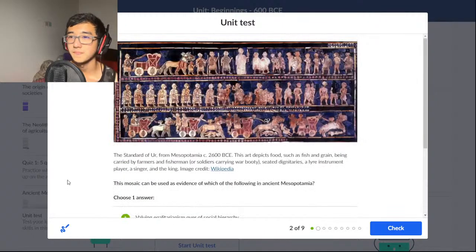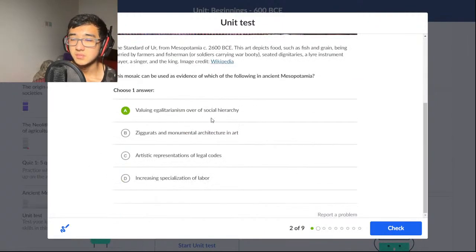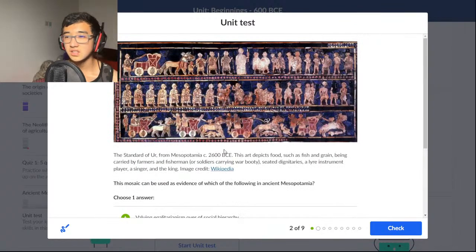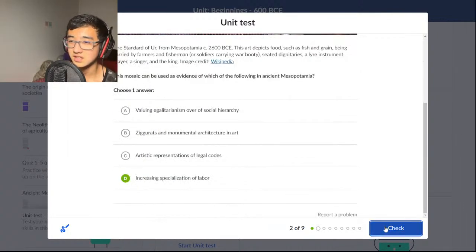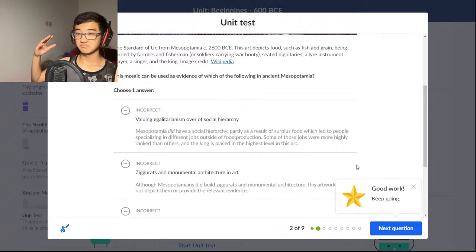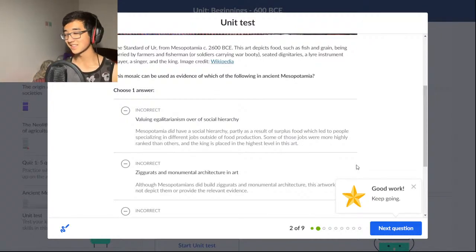So let me see. Valuing egalitarianism over a social hierarchy. Oh no, what is that? I forgot. I'm gonna YOLO it. D. Oh, I guess I'm right.